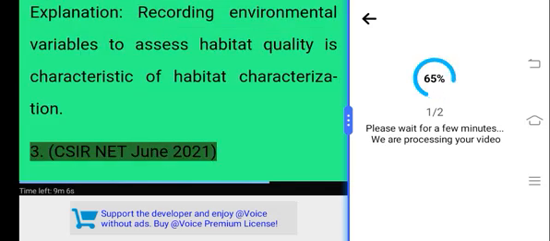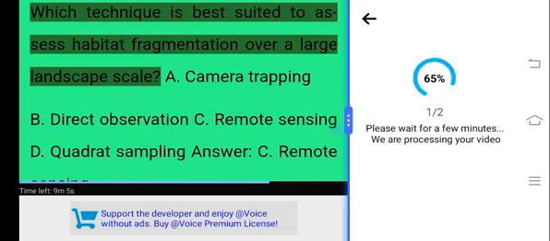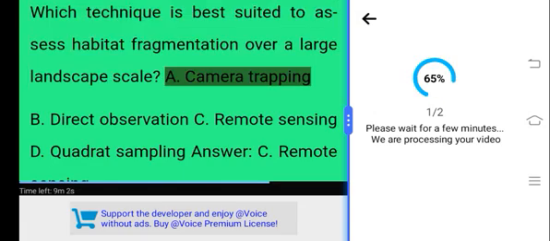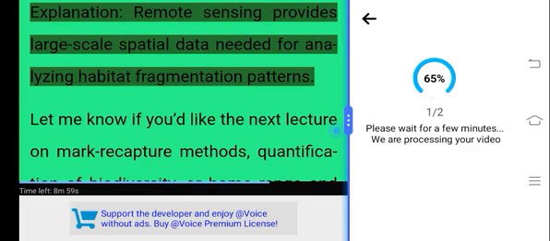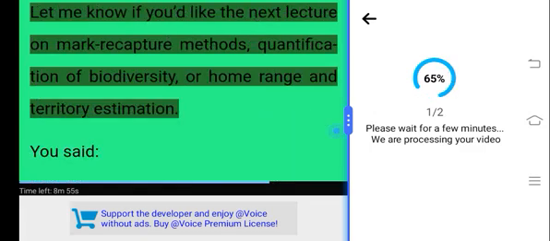3. CSIR NET June 2021. Which technique is best suited to assess habitat fragmentation over a large landscape scale? A, camera trapping. B, direct observation. C, remote sensing. D, quadrat sampling. Answer: C, remote sensing. Explanation: remote sensing provides large-scale spatial data needed for analyzing habitat fragmentation patterns.